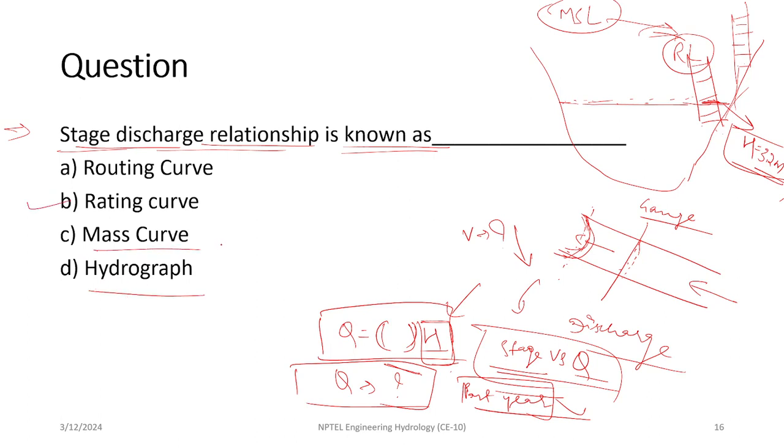Mass curve, you know that this is the cumulative rainfall versus time graph. Then the routing curve you will be getting in the further case, for the dynamic case when a flood kind of situation is occurring and how we approach it; we will study in further sessions what the routing curve is. So yes, stage discharge is a rating curve only.